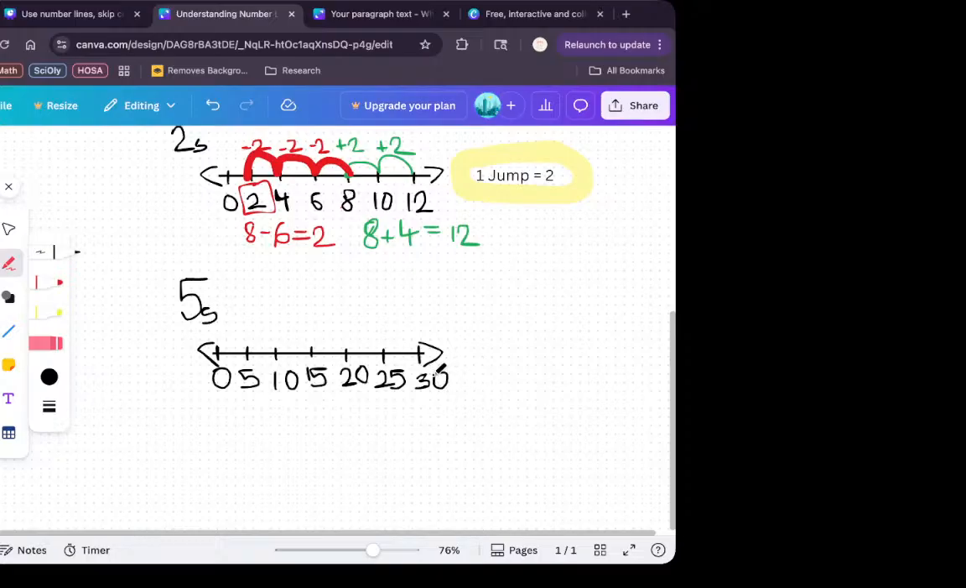So notice the difference here, how we got to 12, but in the 5s, we were able to get to 30 using almost the same number of tick marks. Is it 1, 2, 3, 4? Yeah, it is. So first, let us think about the rule. How much is 1 jump equal to? Would it still be equal to 2, or would it be a different number?